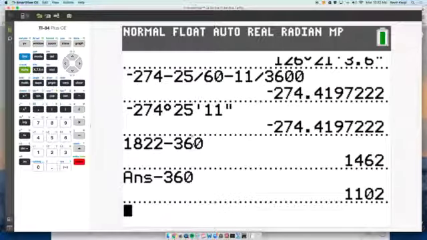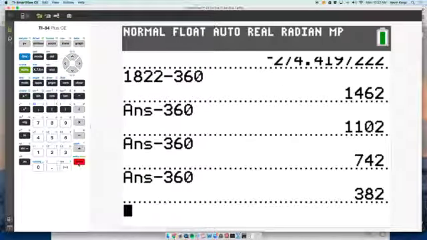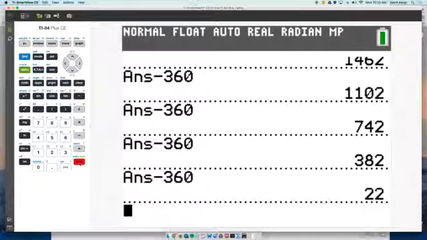Now here's the cool thing about the calculator. Once you do something twice in a row, your calculator remembers what you're trying to do. So now if you just hit enter after you do it twice, watch this. It'll automatically do it again. 742 is a little bit better. Hit enter again. 382. Oh, that's super close. One more time. 22 degrees.